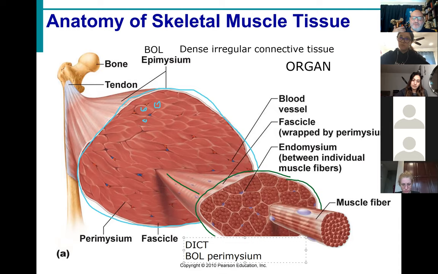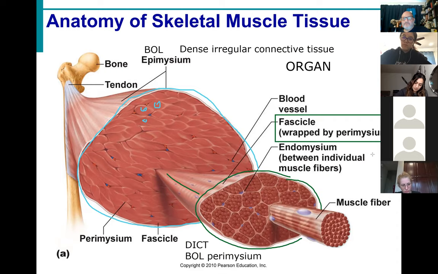Mysium, of course, refers to muscle. Peri means that it goes around the perimeter of this bundle. And of course, we have to have a fancy name for this bundle. And the fancy name for the bundle is a fascicle. So these bundles are fascicles.